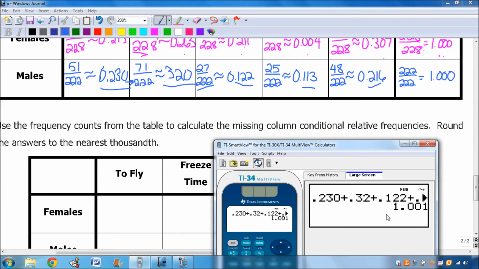Oh no, I don't get a whole, I get 1.001. Why did that happen? It should add up to 100%. Well, it happened because we did a lot of rounding here. If we had rounded further, not to the thousandths place, maybe to the millionths place, we would have a more accurate answer. Then it wouldn't add up to 1.001, it would just add up to one whole.